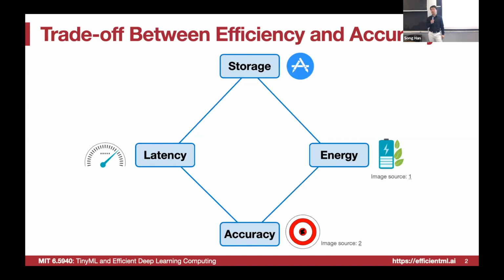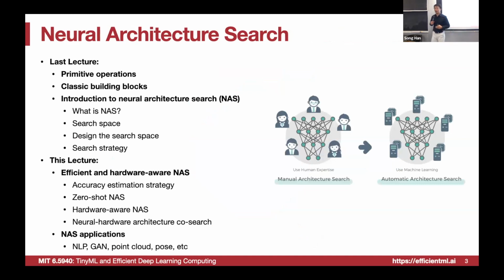So in the last lecture, we talked about part 1 of neural architecture search, which is basically saying there's no free lunch. We want to get a good architecture that can get a good trade-off between the latency, accuracy, energy, and the storage. In order to achieve that, we talked about those basic operations of building neural nets, classic building blocks, bottleneck layer, inverted bottleneck layer, and also the transformer layers, the introduction to the NAS, including the search space, and how to design the search space, what are the search strategies.